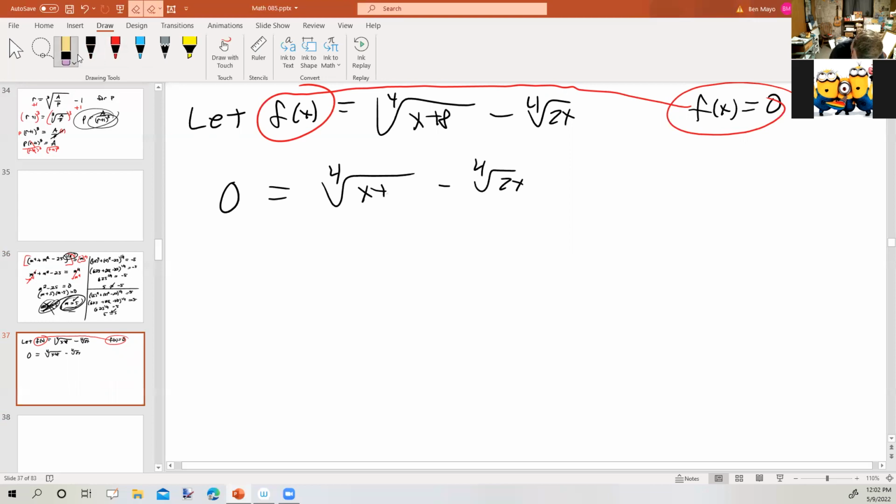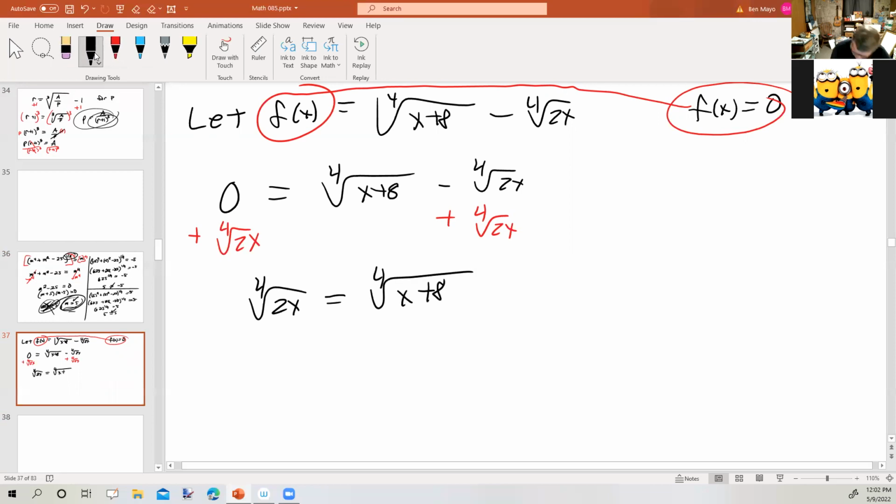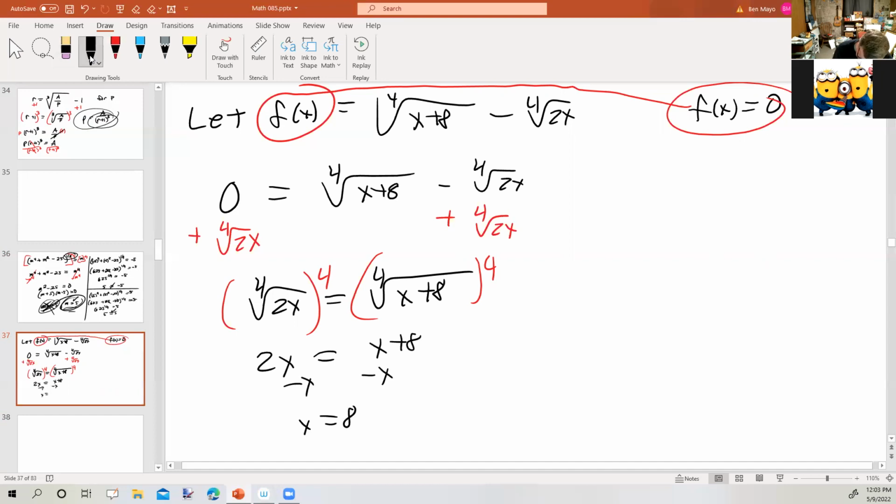Okay. Now, I can add the 4th root of 2x to both sides. And I now have the following equation, which just has a radical on each side of the equation. Okay. I can raise both sides to the 4th power. The 4th powers will cross out or get rid of the 4th roots. So I end up with 2x equals x plus 8. Subtract x from both sides, x equals 8.